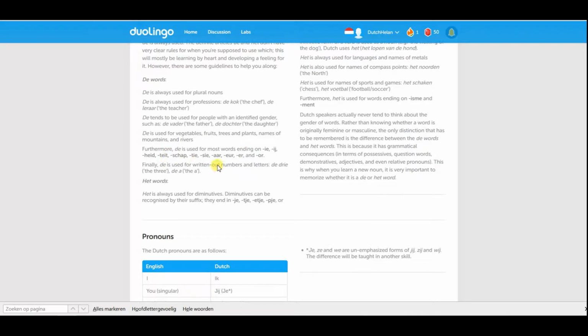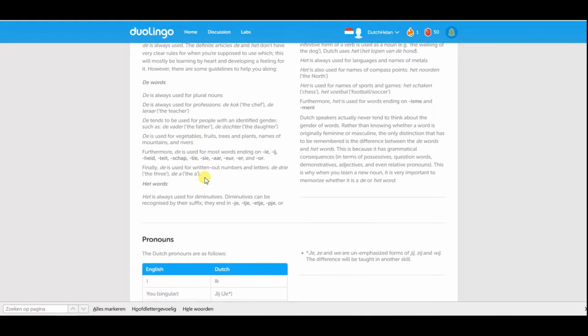Okay, finally, de is used for written out numbers and letters. De 3, de 1, de 2, de 4. I don't really think you use this all that often, but it's good to know that if you do, it's always de.